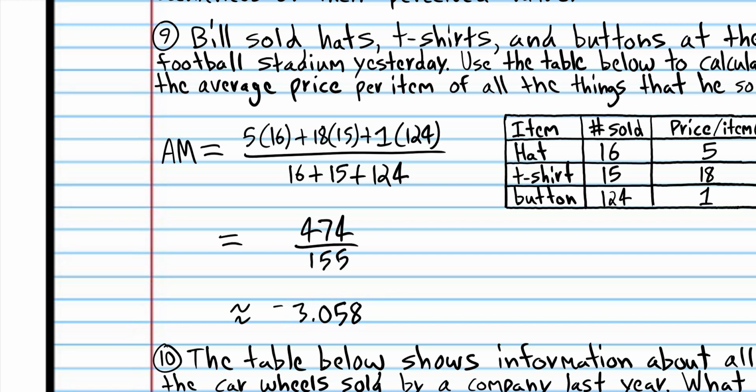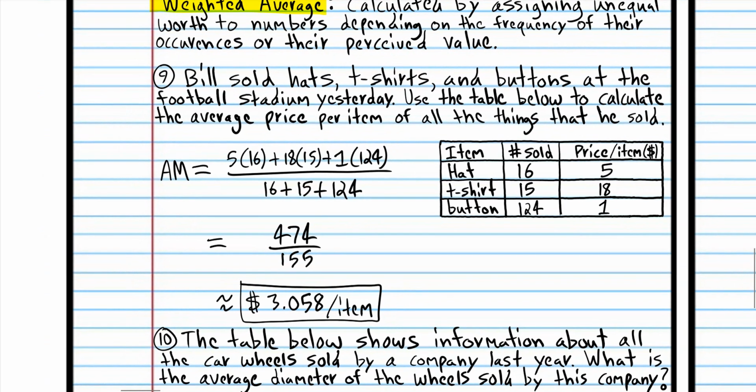The arithmetic mean of those prices per item is $3.058. So we're rounding off a little bit. So that's the average price per item that he sells.